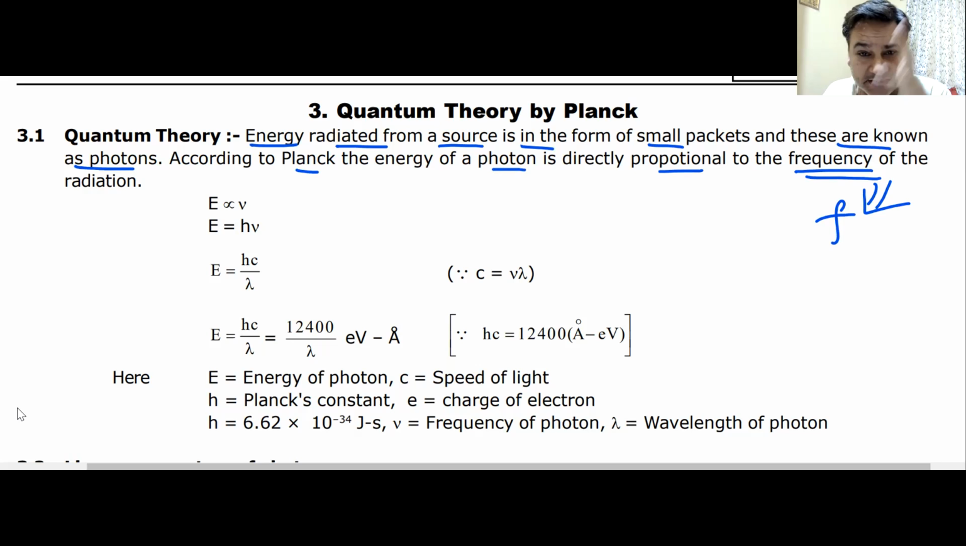The number of oscillations in circular motion. Go back to circular motion. A particle is moving in a circle. The number of revolutions it takes in 1 second is known as frequency. Do you know this? Yes, sir. What is the relation between frequency and time period? F is equal to 1 by T. The SI unit of frequency is hertz.